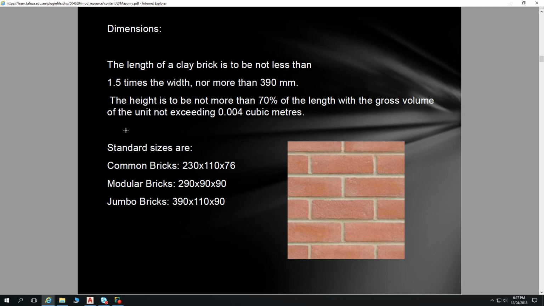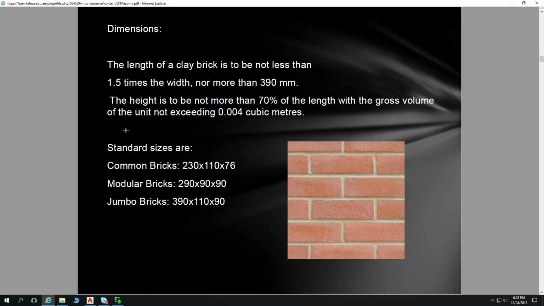So the length of a clay brick is to be not less than 1.5 times the width, nor more than 390 millimetres. The height is to be not more than 70% of the length, with the gross volume of the unit not exceeding 0.004 cubic metres. So that's not so important for us because we're not making bricks, we're just specifying them. But this information is important to us.